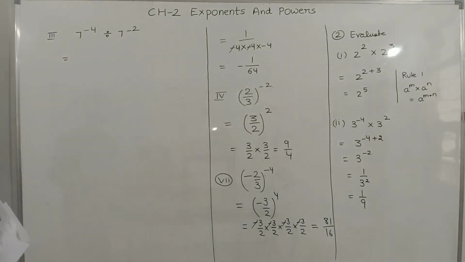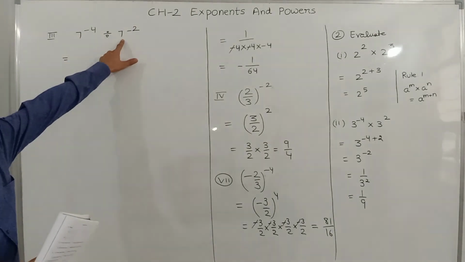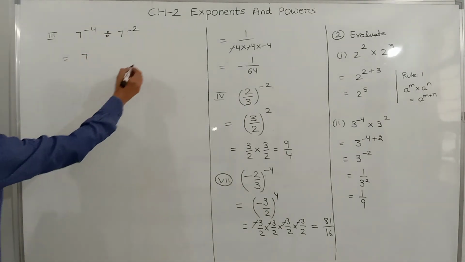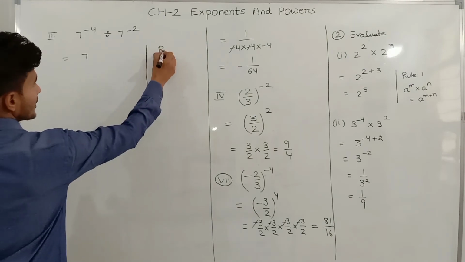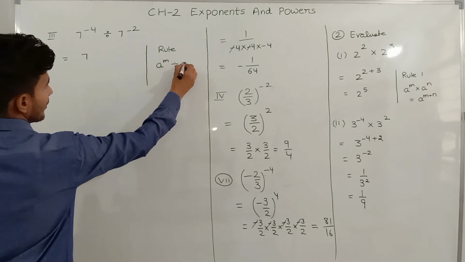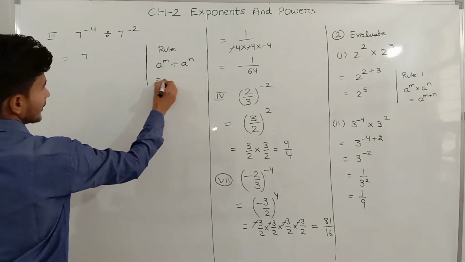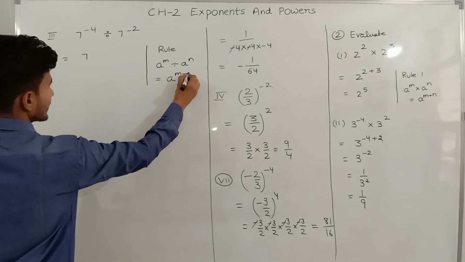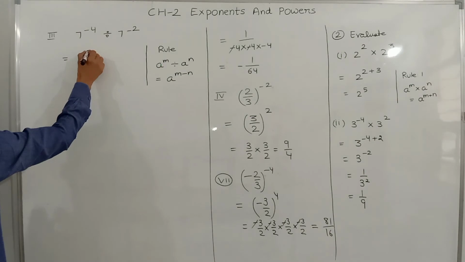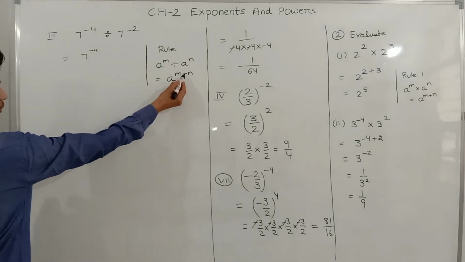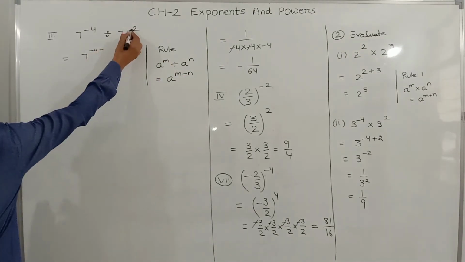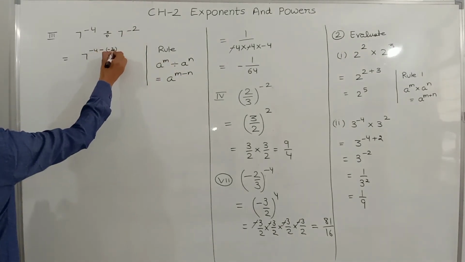How can you solve it? Base is same and you have to divide. So what to do? Apply the rule. Know the rule? The rule was, if you are having a power m divided by a power n, then powers we have to subtract, m minus n. So same way here also. Here the power is minus 4. We have to put which sign? Minus sign in between, and here is again minus.